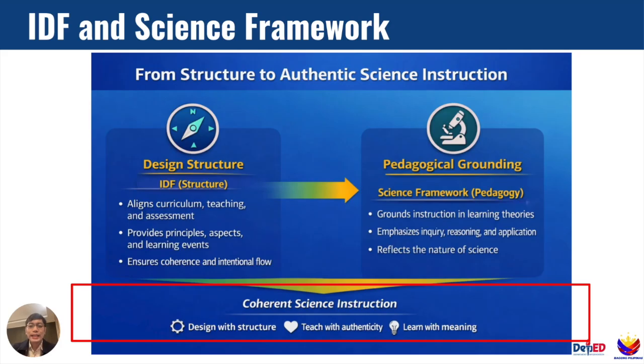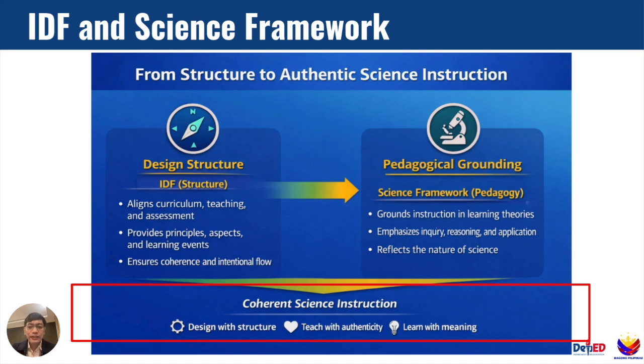Now, to synthesize, this slide shows the relationship between the IDF and the science framework. On one hand, the IDF provides the design structure. It helps the alignment of curriculum, teaching, and assessment, and it gives the principles, the aspects, and learning events that make teaching and learning coherent and intentional. So, in short, it helps us organize the lesson well.